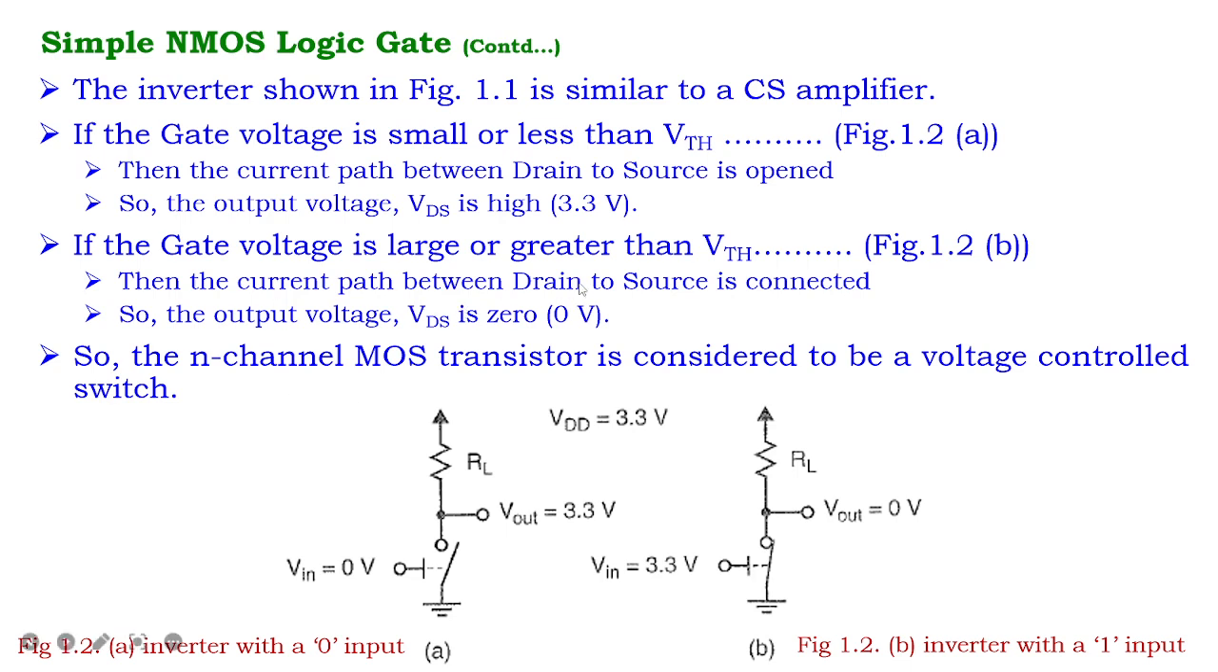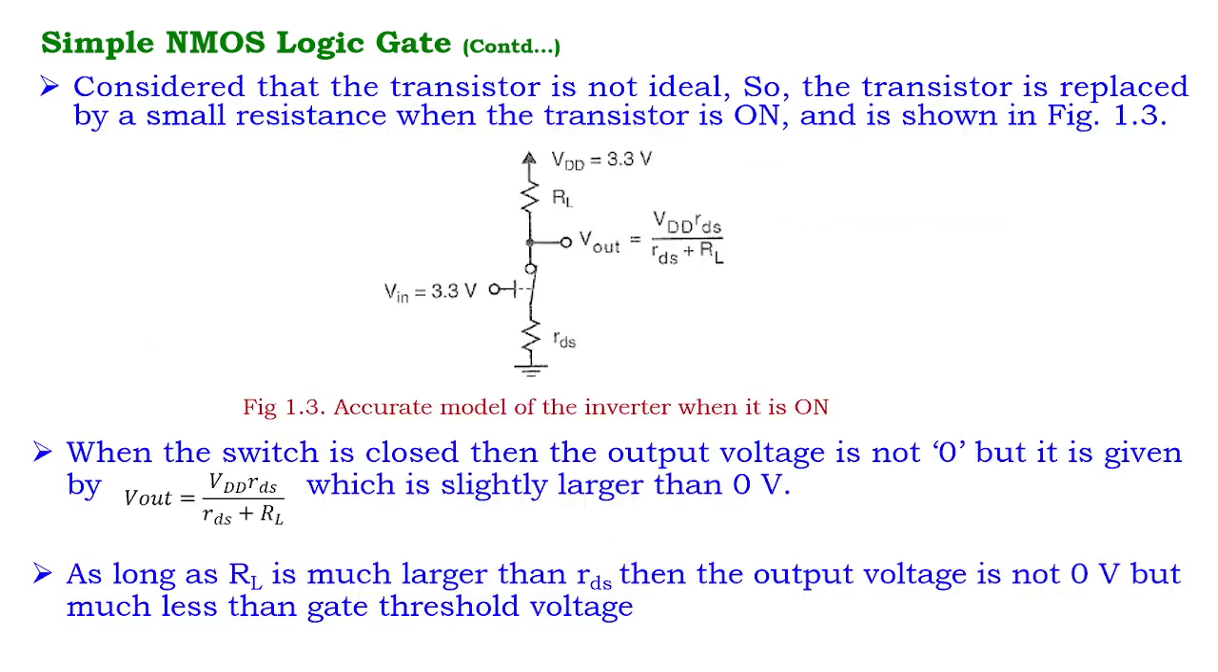When the gate voltage is large, or greater than the threshold voltage, for example in figure 1.2b, the input voltage is greater than the threshold voltage, equal to 3.3. As it is more than the threshold voltage, a path is established between the drain and source. The entire current goes to the ground, and the output at the drain is equal to 0. So the N-channel MOS transistor is considered to be a voltage controlled switch.